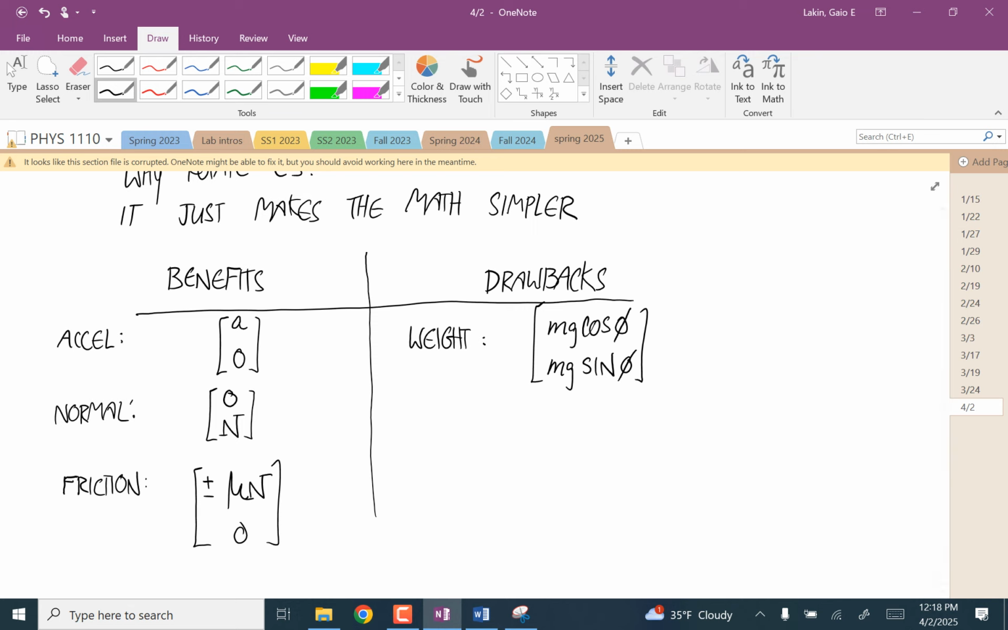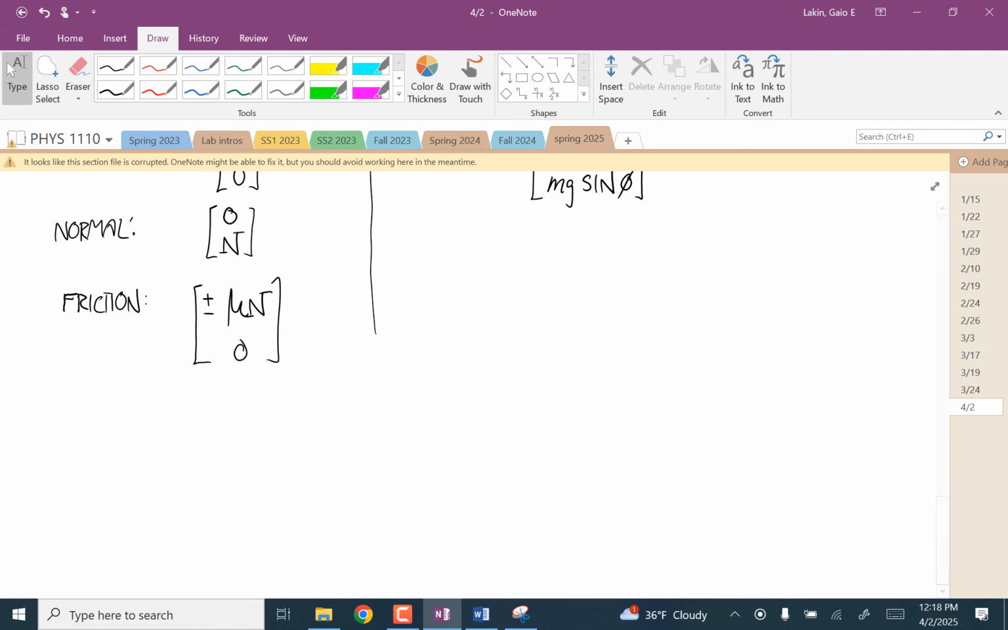But if you have the choice between three simple things and one complicated thing, or the opposite of that, one simple thing and three complicated things, it's pretty clear why we're making this choice, to use this rotated coordinate system. We're simplifying a lot of things, only giving up one thing in the drawbacks column.